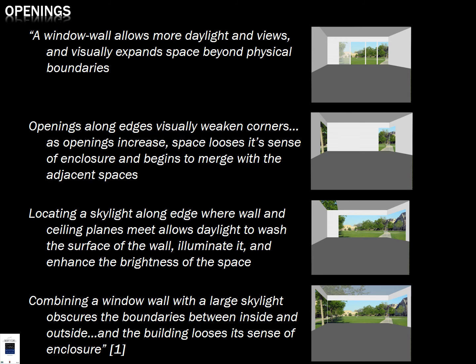Then locating a skylight along an edge where the wall and ceiling planes meet allows daylight to wash the wall surface, illuminate it, and enhance the brightness of the space. Be careful doing a little bit too much of that. At some point, the space no longer functions or is perceived as a separate space. Combining a window wall with a large skylight obscures the boundaries between inside and outside, and the building loses its sense of enclosure.